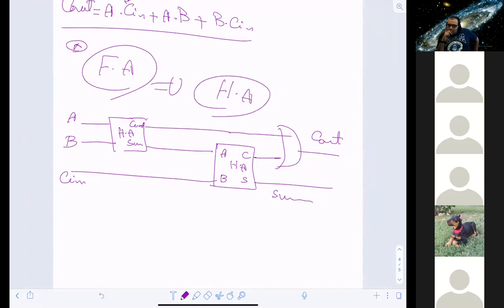That makes sense? Testing it is really straightforward, right? Because the sum is the XOR, everybody agree with me? So I'm XORing A to B, and then I'm taking this and XORing it to Cin. Then this is the sum. That makes sense? Is it straightforward to everybody?